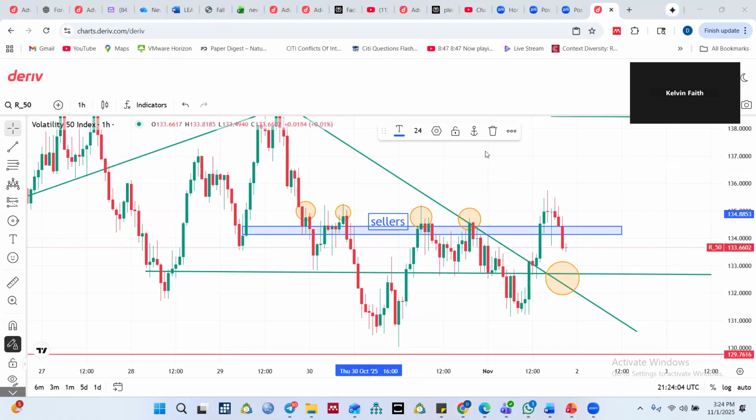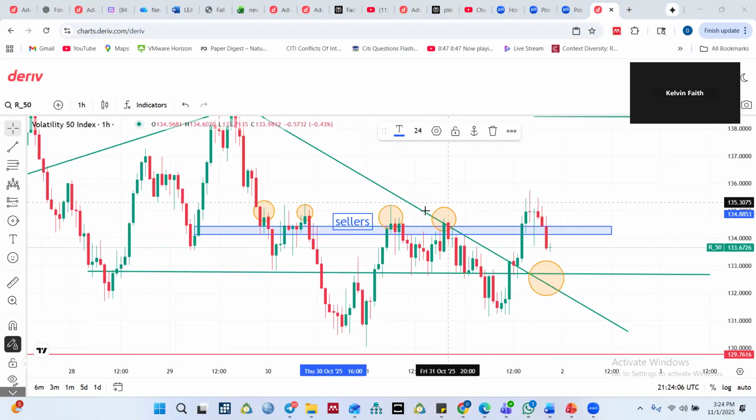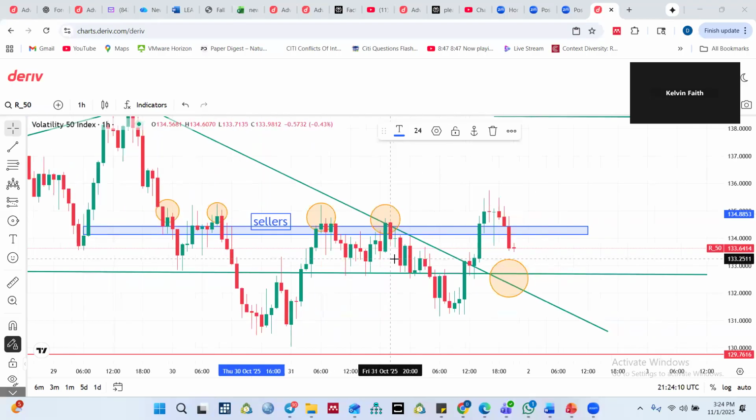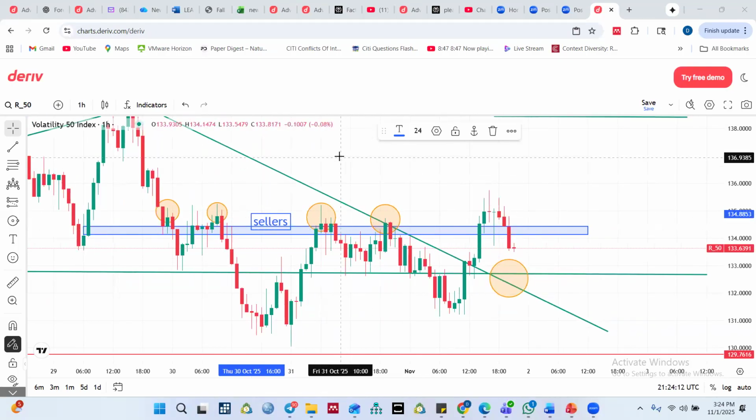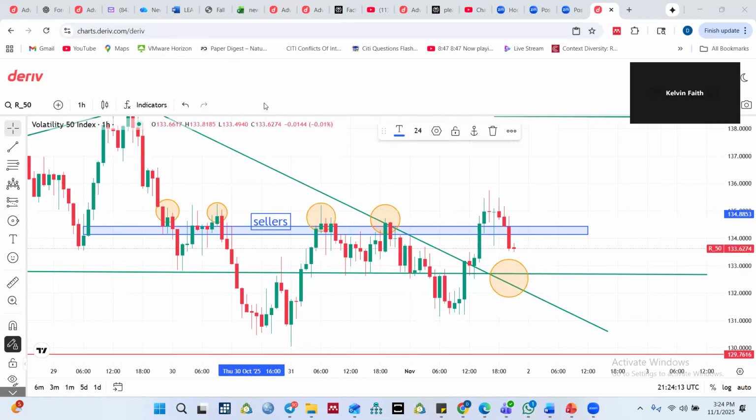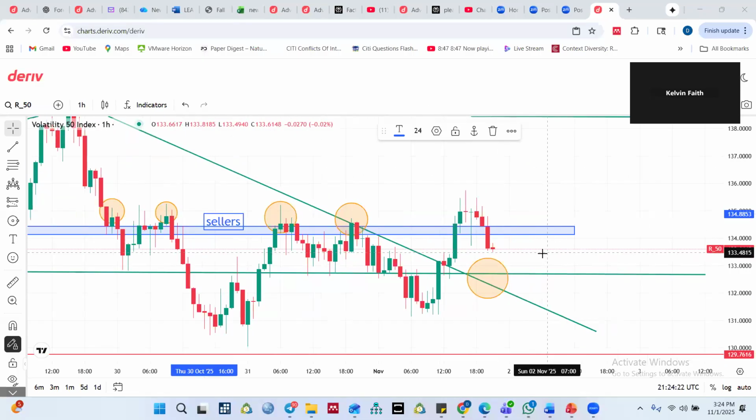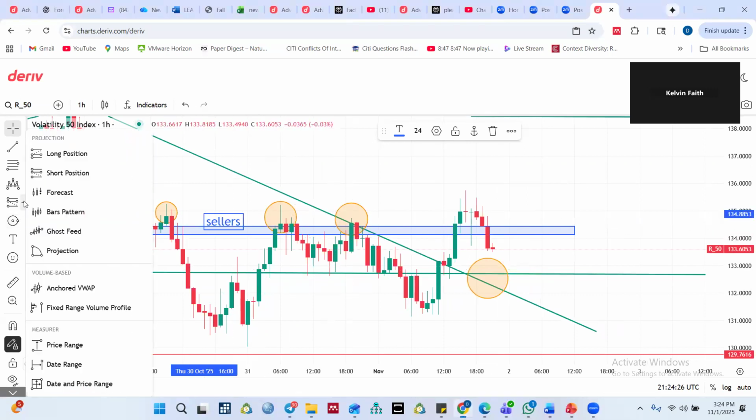So why are we saying that? How do we know the sellers have now become weak? We can only tell based on bullish activity.